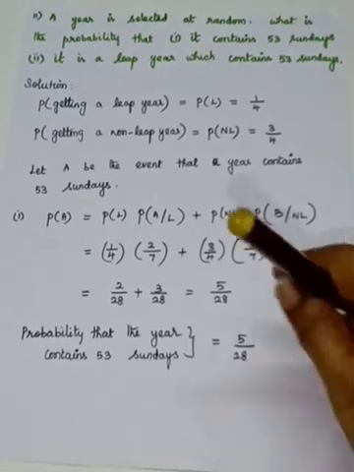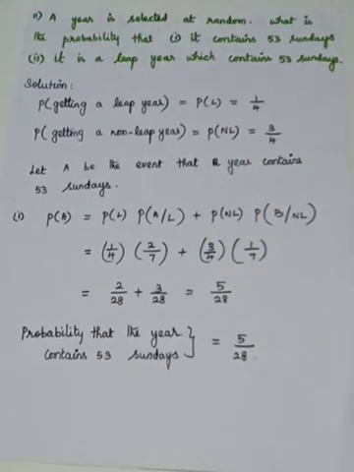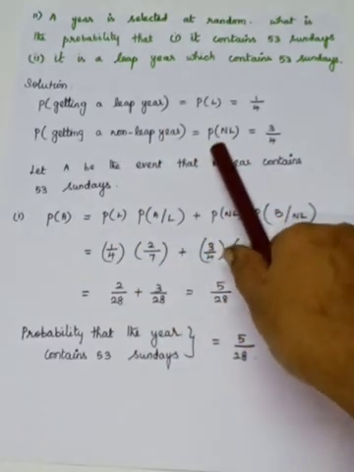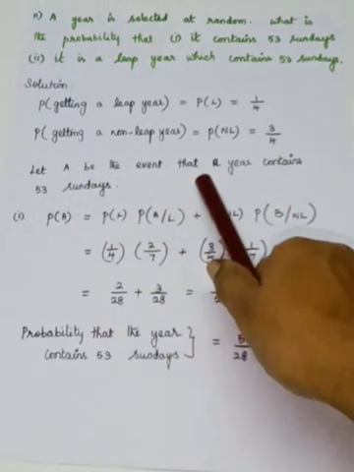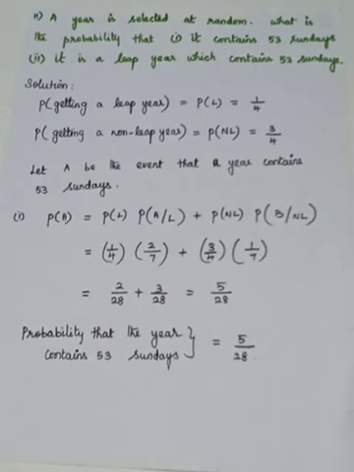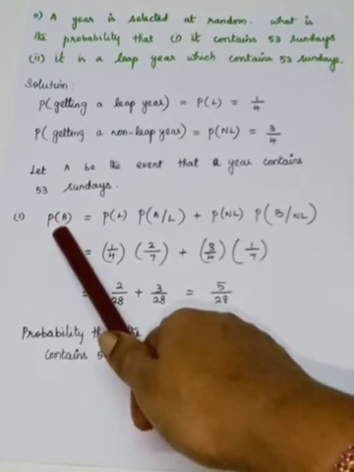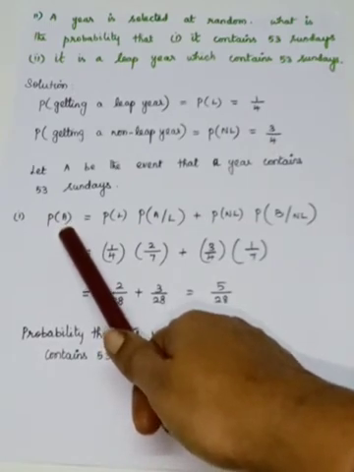First we should know the probability of getting a leap year, denoted as P of L. In 4 years, 1 will be a leap year, so the chance is 1 by 4. The probability of getting a non-leap year, denoted by P of NL, is 3 by 4. Let A be the event that the year contains 53 Sundays, whether it is a leap year or non-leap year. So we have to find P of A. What is the chance that the year gets 53 Sundays?